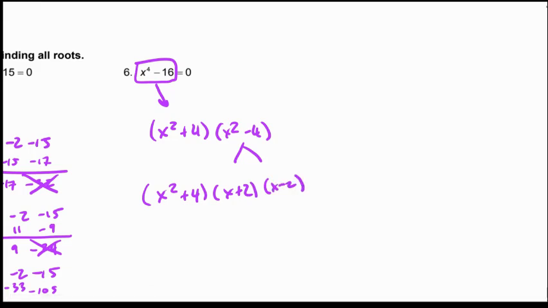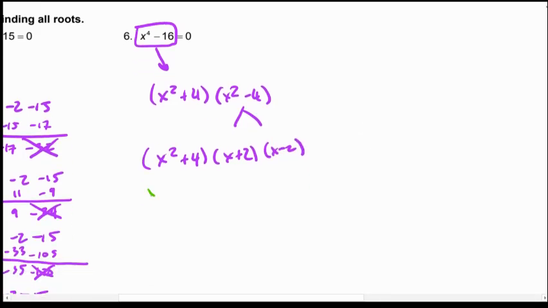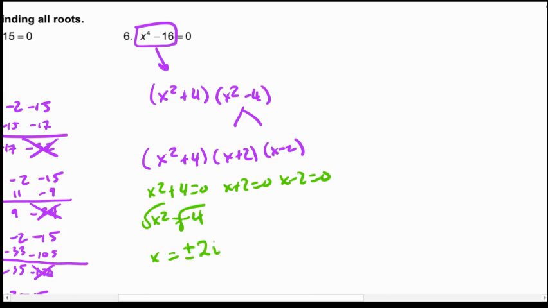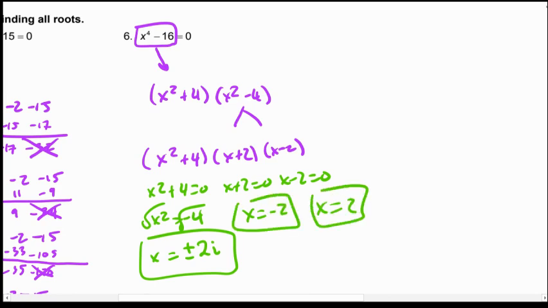Now I can just solve like I did before. So x squared plus 4 equals 0, x plus 2 equals 0, x minus 2 equals 0. This becomes plus or minus 2i because of the negative. This becomes -2 and +2. So my solutions are 2, -2, 2i, and -2i.